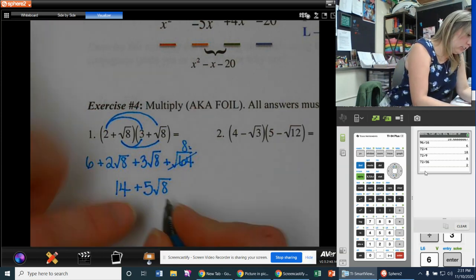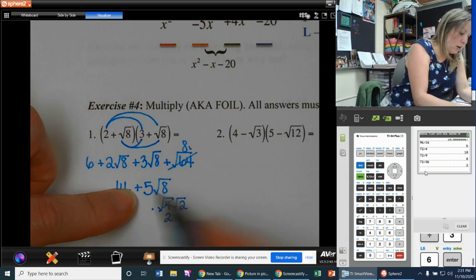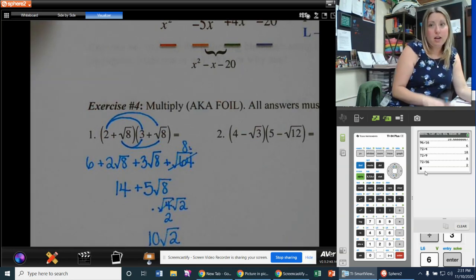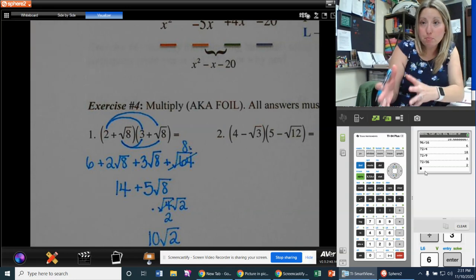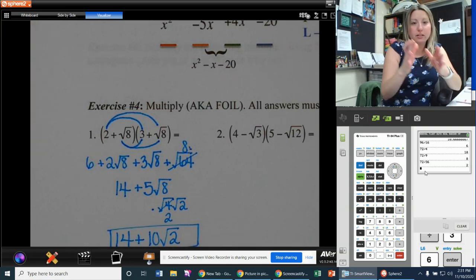Nah. So that is actually radical 4 radical 2. And what's the square root of 4? 2. So 2 times 5 is 10 radical 2. That is what my final simplest form of that radical is. Throw that 14 rational number in the front and you are finally done.